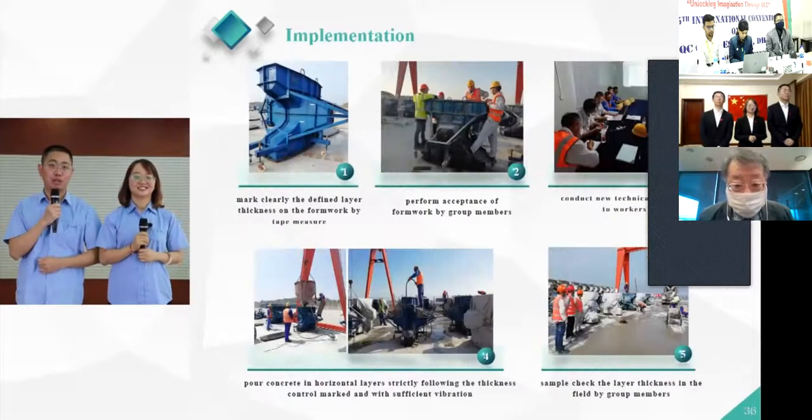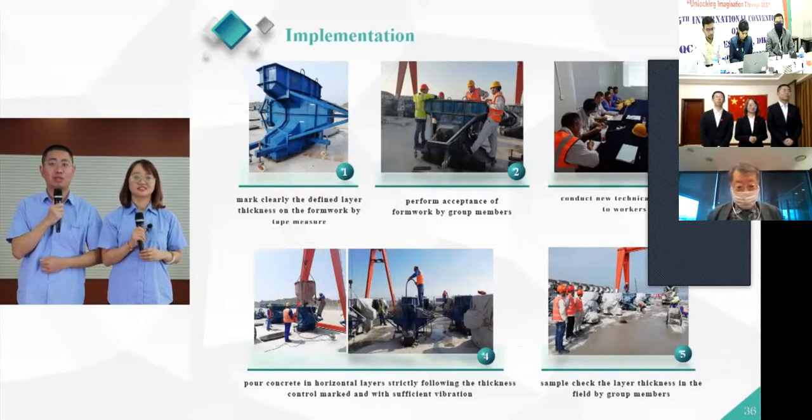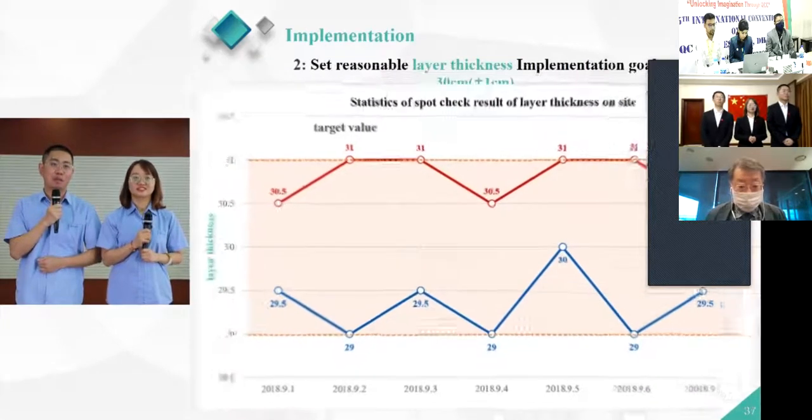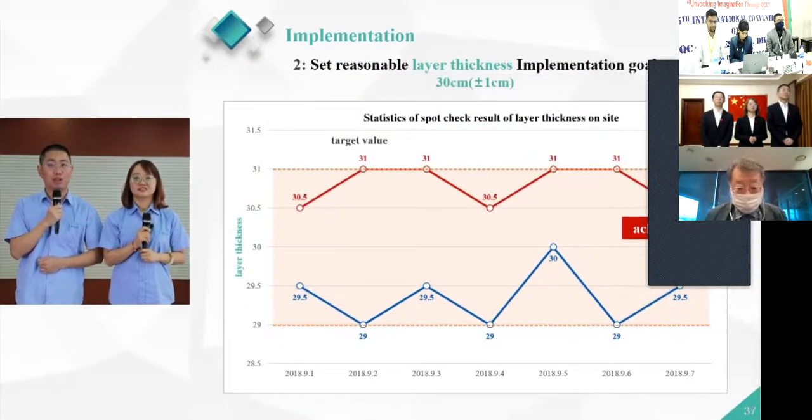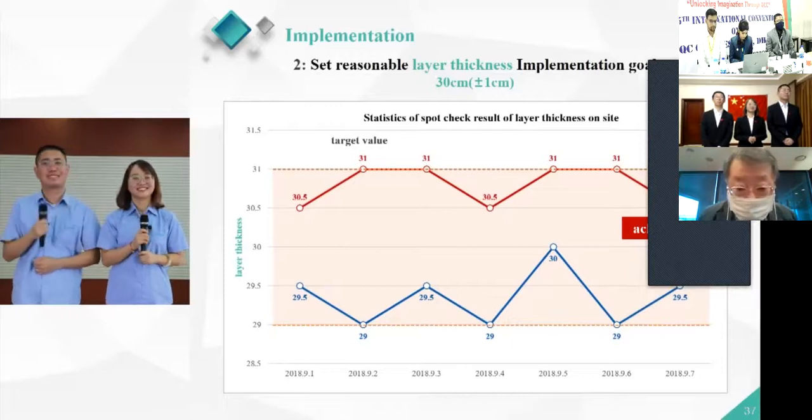Measures taken for solution 2 include clearly mark the defined layer thickness, perform acceptance of formwork, conduct new technical training, pour concrete in horizontal layers, sample check the layer thickness. After implementation of solution 2, the goal was achieved.